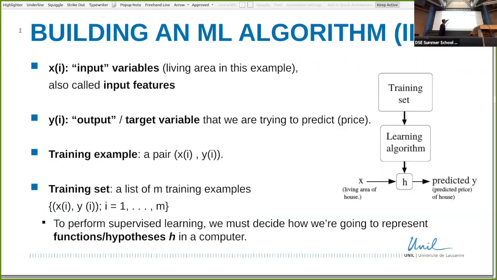X, they are called the input variables, or input features. Y, that would be the y-axis, they're called output or target variables. These are the variables that we want to predict. A pair of those, so X and Y, is called a training sample. And the entire set of those is called a training set.